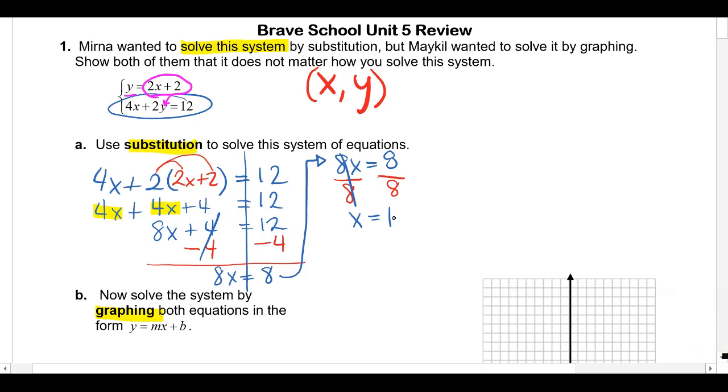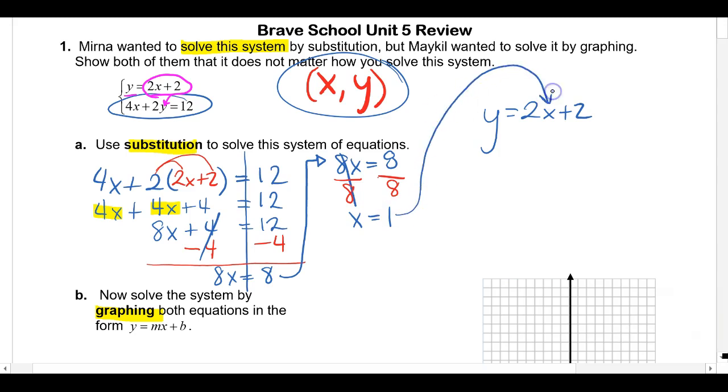Great, you found x, but we're still not done. We need to remember, find x and y. So we take this x, and we need to plug it back in to one of these equations. You need to pick the equation that you feel like is the easiest. I think that y equals 2x plus 2 is the easiest because it already has y by itself, and that's what I need to find. So now I'm going to plug in the x wherever there's x.